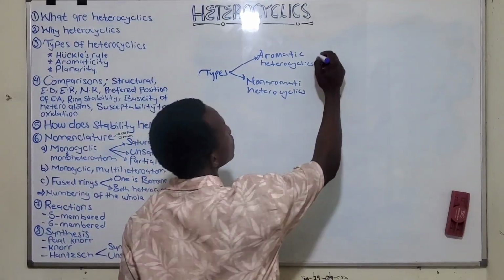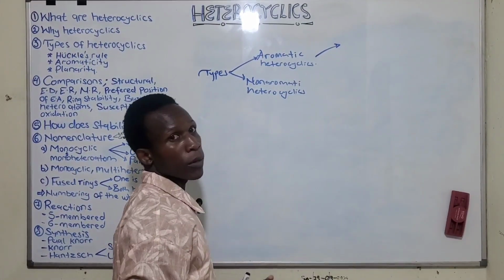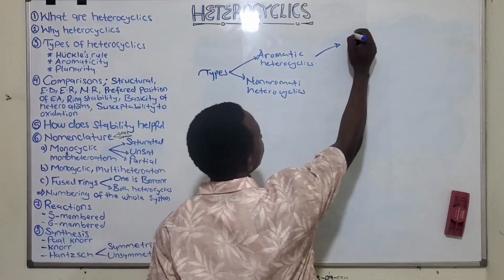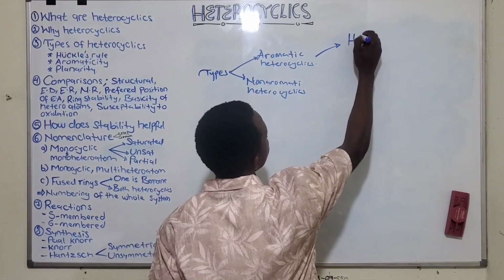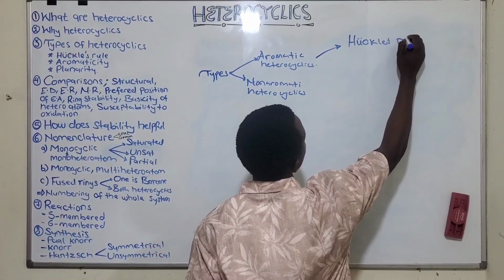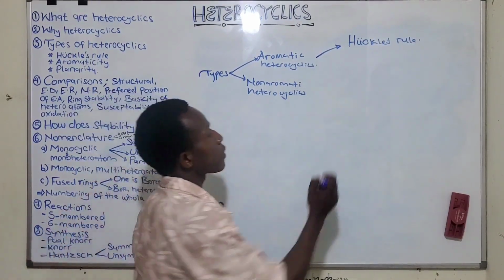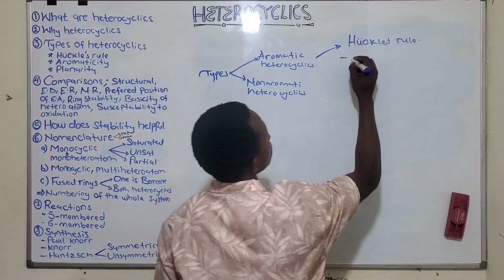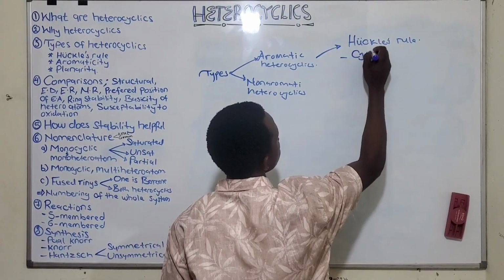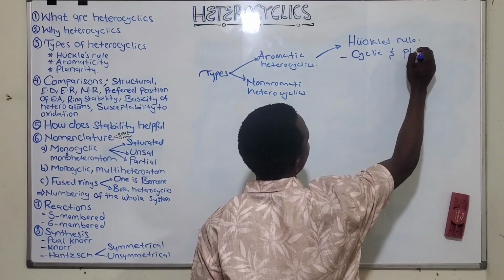For a heterocyclic to be aromatic, one, it should obey Hückel's criteria or Hückel's rule. What are the rules? One, it should be cyclic and planar.